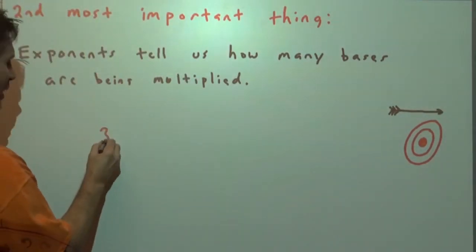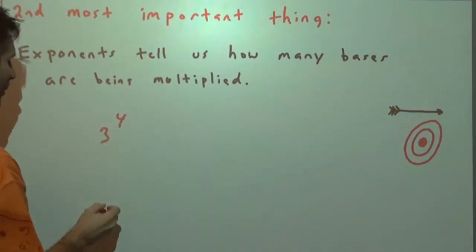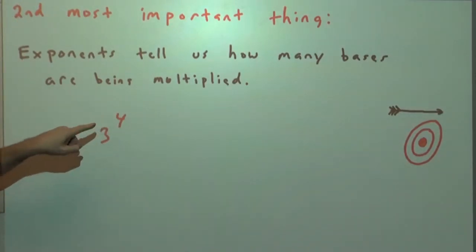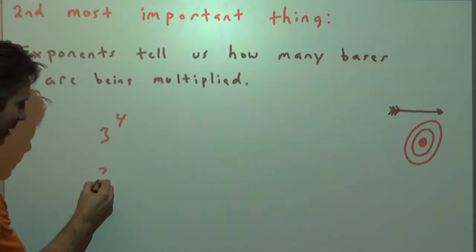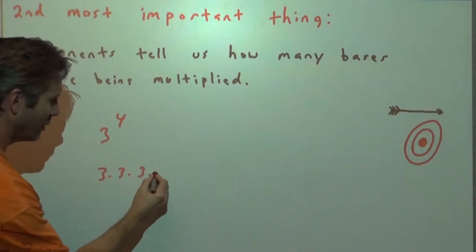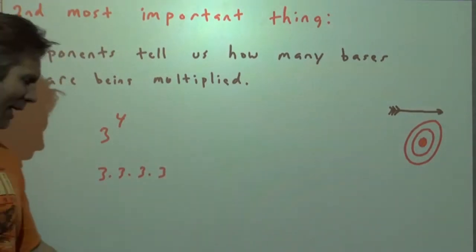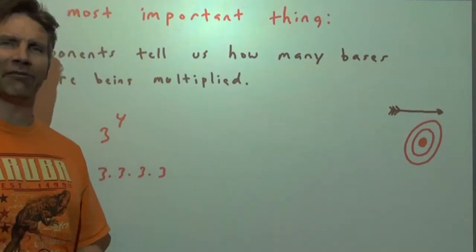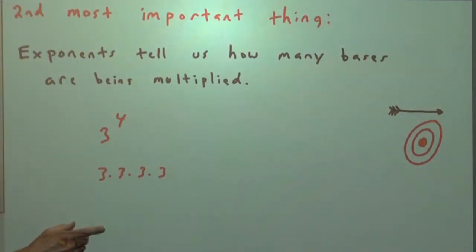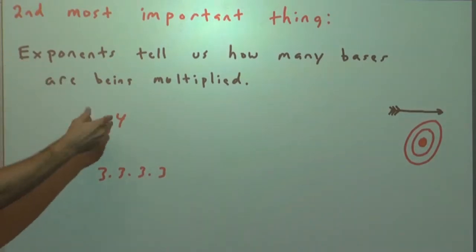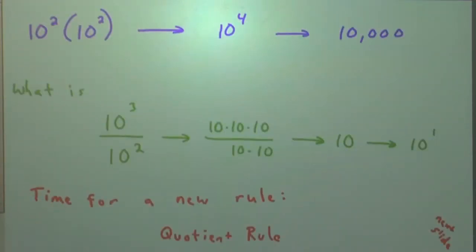Anyways, but here's the deal. If you have 3 and you raise it to the 4th power, the exponent tells us how many bases are multiplied. 3 times 3 times 3 times 3. If you keep that in mind, you don't really need formulas. You're better off as a mathematician to just simplify stuff down, and that is huge. How many things are you multiplying?